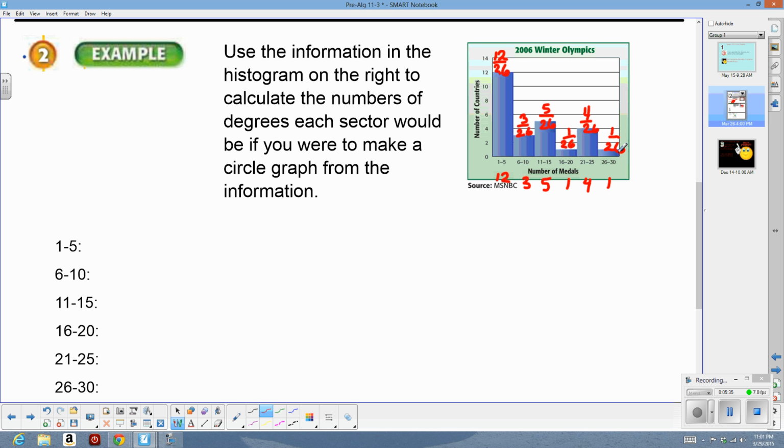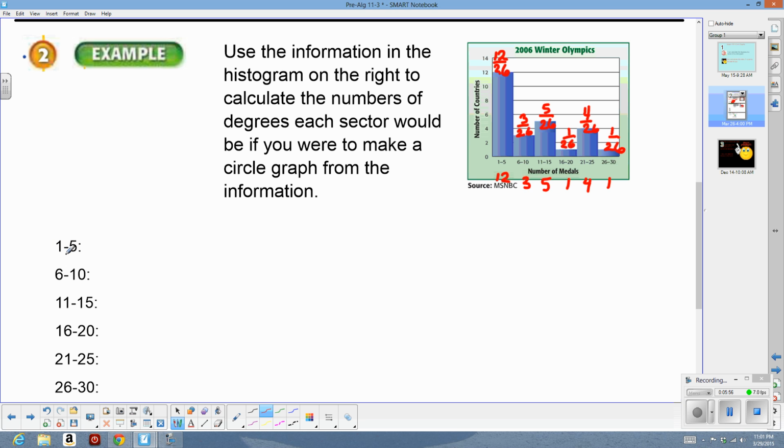Now you could go and change each one of these fractions or ratios to a percent by dividing and moving the decimal 2 over, and then do just like we did in example 1, figure out how many degrees that would be. But since we have this right here as a ratio, I'm going to go ahead and use a proportion to solve these problems.